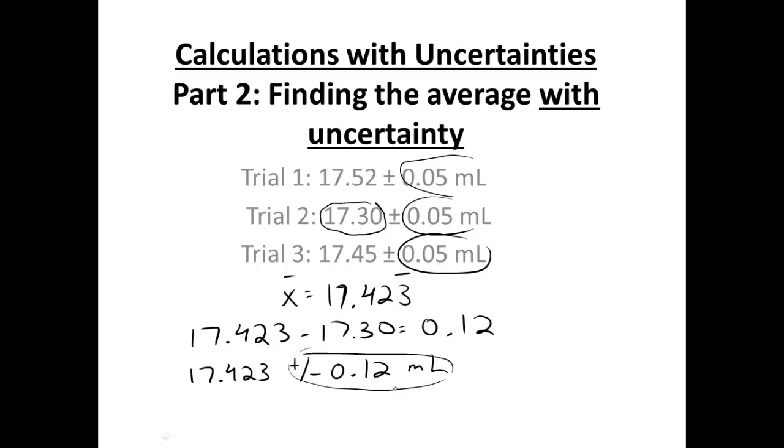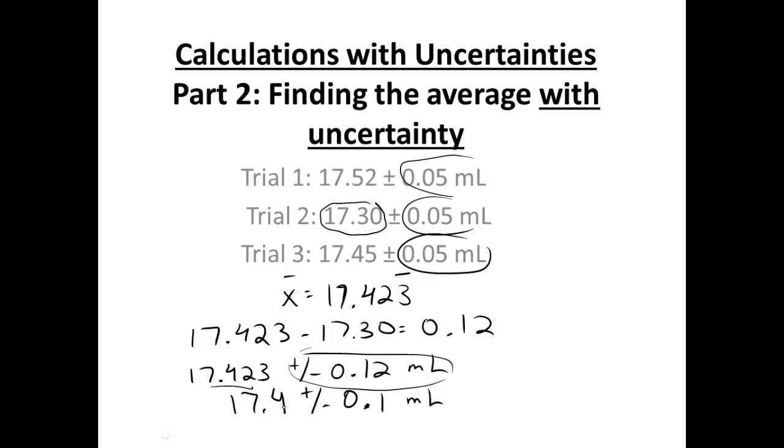Okay, we're almost done. The IB program says that you can get away with one significant digit in your uncertainties, which means that we could round this down to 0.1. So if we round that down to 0.1 milliliters, we're going to also round this value here to the same place value. So if we round this down to the tenths, then we're going to round this to the tenths as well.